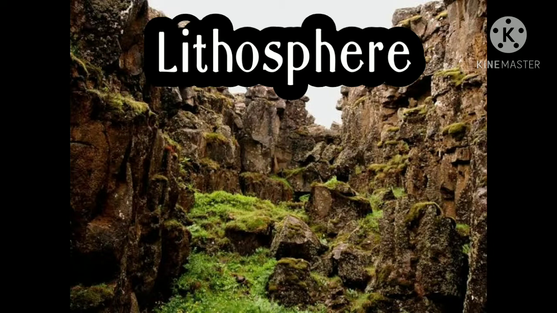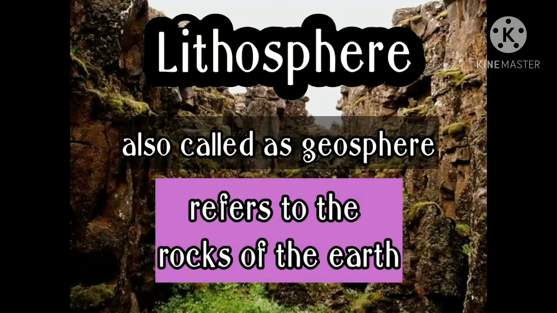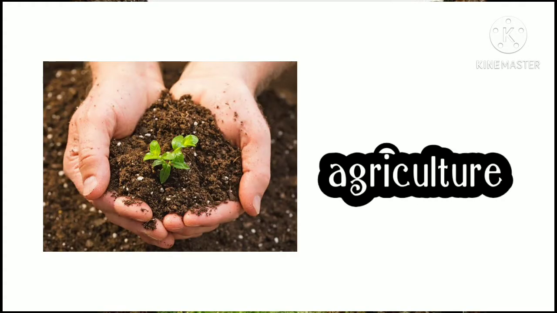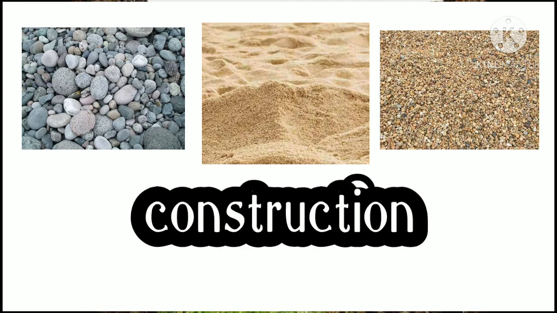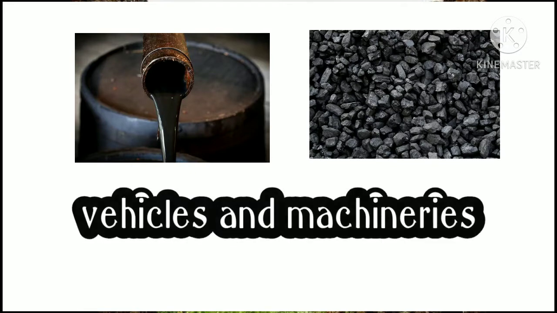Lithosphere. The lithosphere, sometimes called the geosphere, refers to all of the rocks of the Earth. It includes the planet's mantle and crust. The lithosphere contains soil, the basis for agriculture to provide us with food, stone, sand, and gravel used for construction, and oil, coal, and gas extracted from underground sources that provide power for vehicles, agricultural machinery, industry, and for our homes.